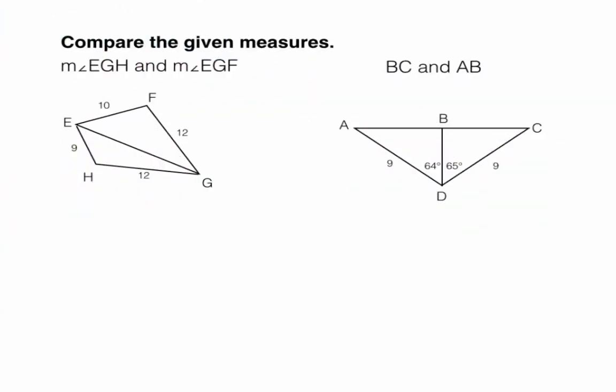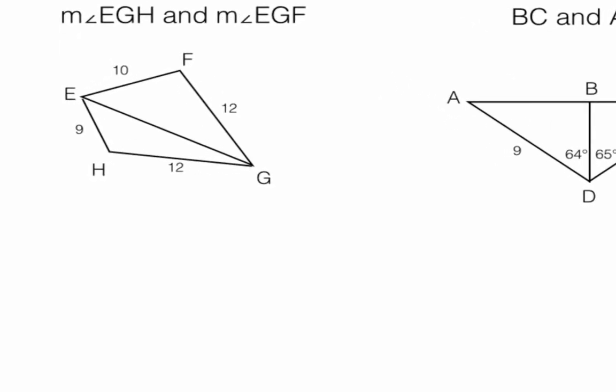Here's another example. Let's compare the given measures. Compare simply means I want to put an ordering on the two measures. I want to say one is smaller than another, one is larger than another, or they're equal, whichever is true. So in the first picture, I want to compare angle EGH with angle EGF. Notice that FG and HG are both 12 units. I know that EG is congruent to EG by the reflexive property of congruence.